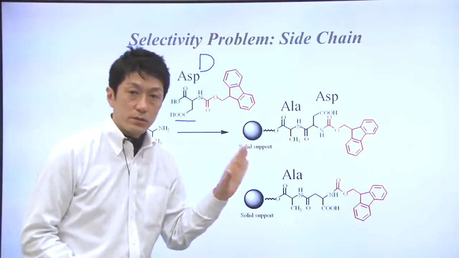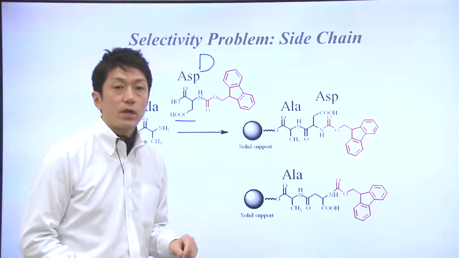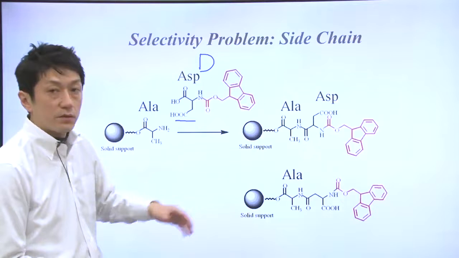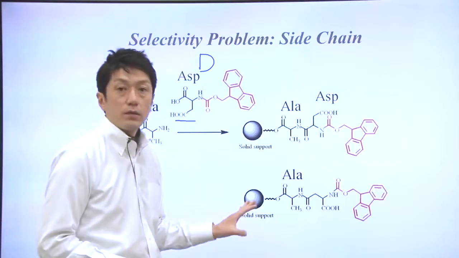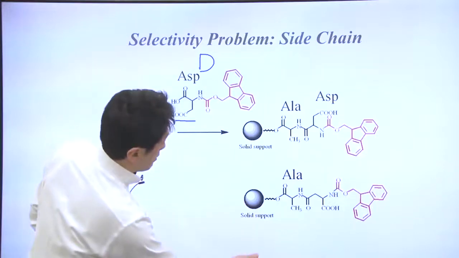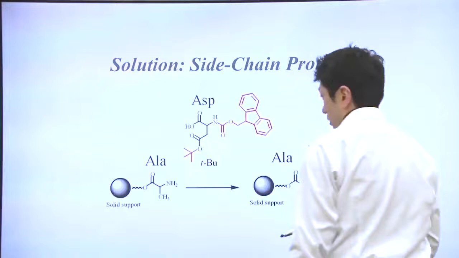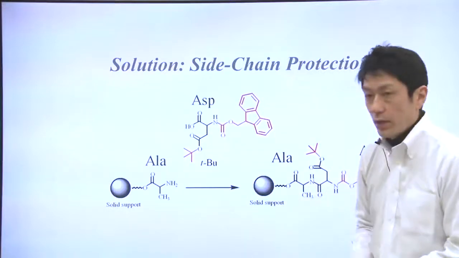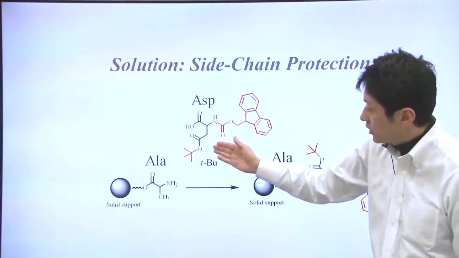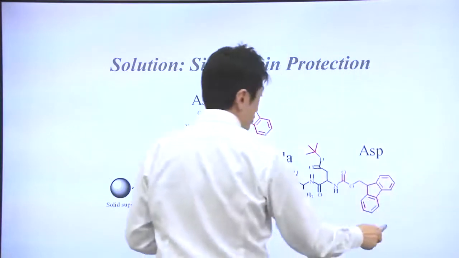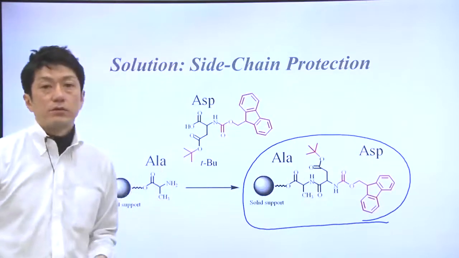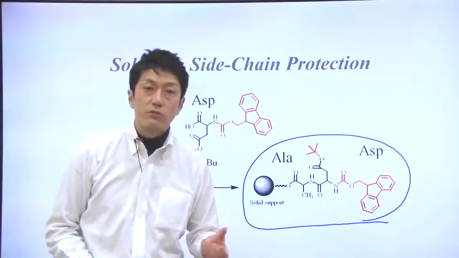Then to avoid the undesired reaction, the carboxyl group on the side chain needs to be protected using the tertiary butyl protecting group, which permits the formation of only one desired product. You can see the tertiary butyl group right here. That's why you cannot see the reaction with the side chain and main chain. This is the only product you get. That's how you can prevent the side reaction.